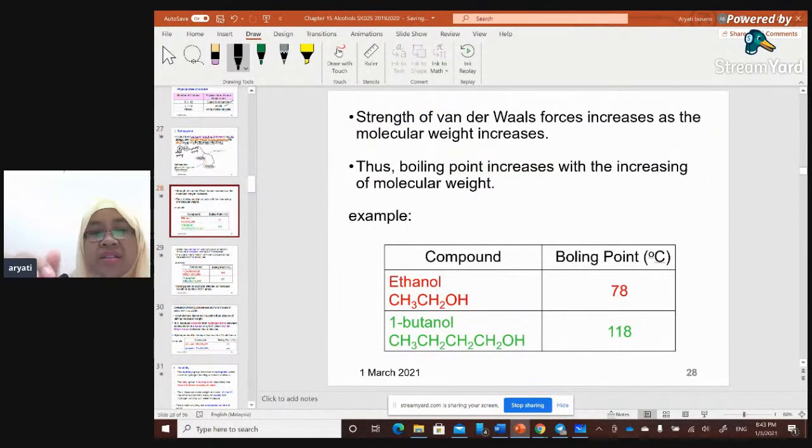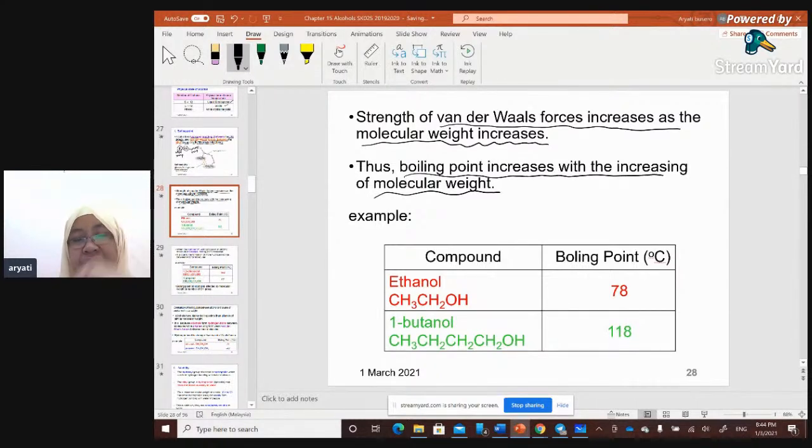The strength of van der Waals forces increases as the MR, or molecular mass, increases. So the boiling point increases with the increase of molecular weight. You learned this in the first semester. For example, ethanol and butanol both have the same number of OH group, one each. From the experiment, the boiling point of 1-butanol is 118, which is larger than 78. Why? Because ethanol has 2 carbons, while 1-butanol has 4 carbons.